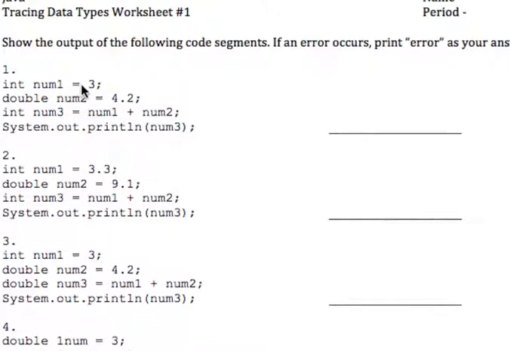int num1 equals 3. So the variable num1 is equal to 3. I'll keep track of that because I always trace my code. I never keep track of it in my head in these learning situations.